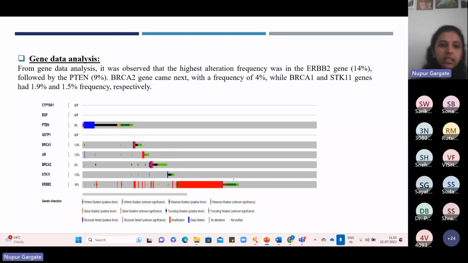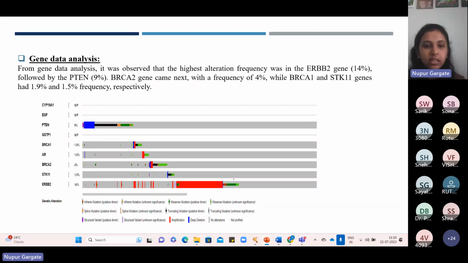From gene data analysis, which was done using cBioPortal, these results were obtained. It was seen that the highest alteration frequency was in the ERBB2 gene at 14%, followed by the PTEN gene at 9%. The BRCA2 gene came next with a frequency of 4%, while BRCA1 and STK11 had 1.9 and 1.5% frequency respectively.